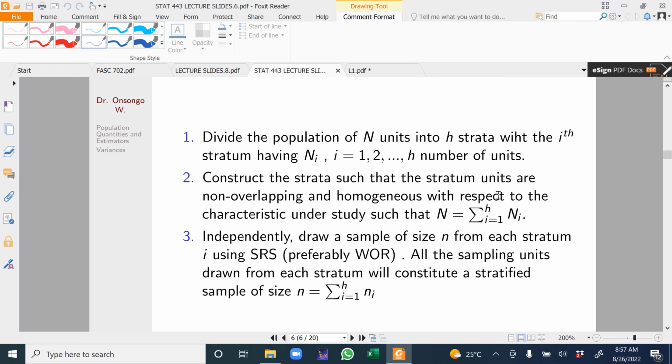The sum of all stratum sizes, as you can see here, must make up the whole population size. Now from this, you select from each stratum samples of size ni. You select samples of size ni from each and every stratum. And remember, these samples you select must give you your desired sample size. That is what we do in stratified sampling.